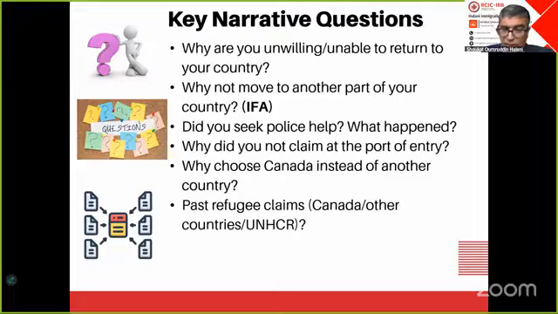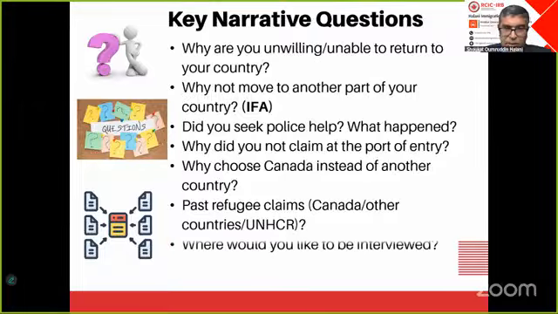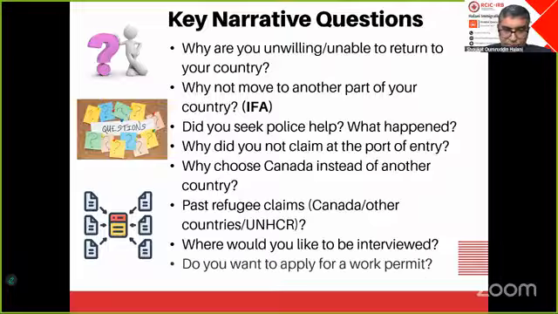Past refugee claims you will have to mention in the BOC form. Canada or any other country, if you have any past refugee claim, you will have to mention. And they will also give you a chance to say where you would like to be interviewed. If you are landing in Ontario, you can mention any IRB location where you would be interviewed. Do you want to apply for a work permit?